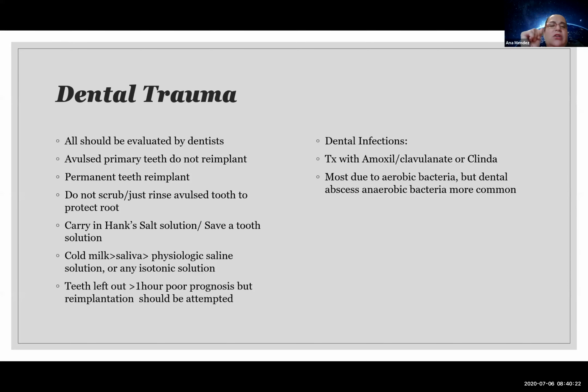Dental trauma: all cases should be evaluated by a dentist. Avulsed primary teeth, do not reimplant them. So if it's a baby tooth or a milk tooth and it comes out, it came out. You don't have to do anything. But permanent teeth we have to try to reimplant.